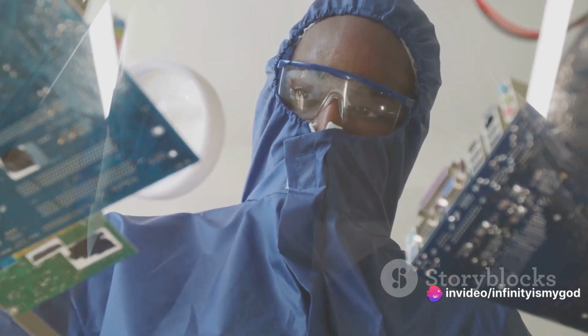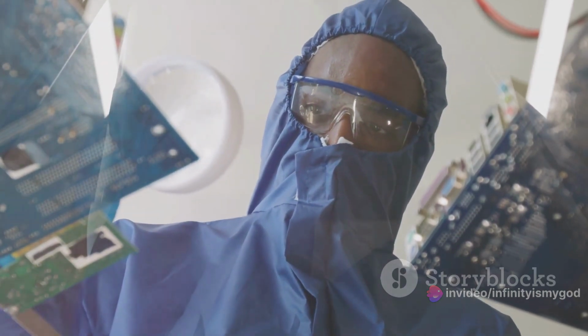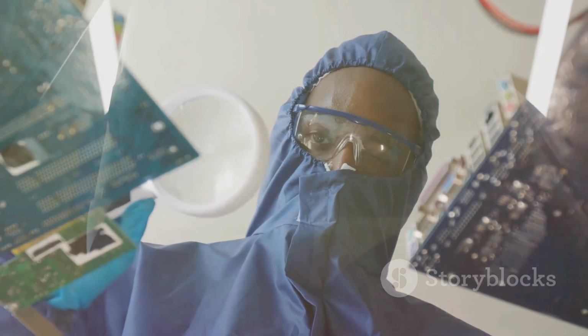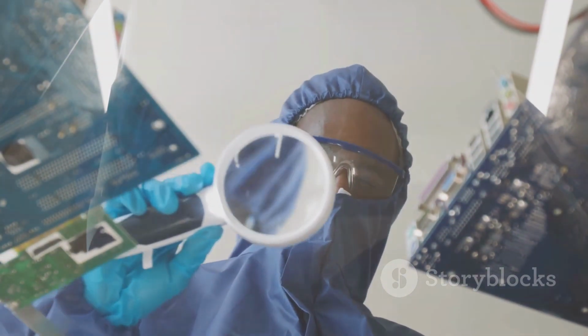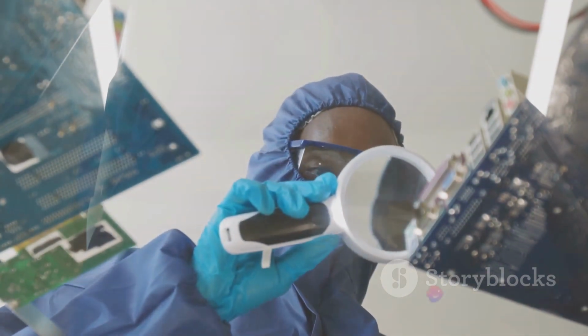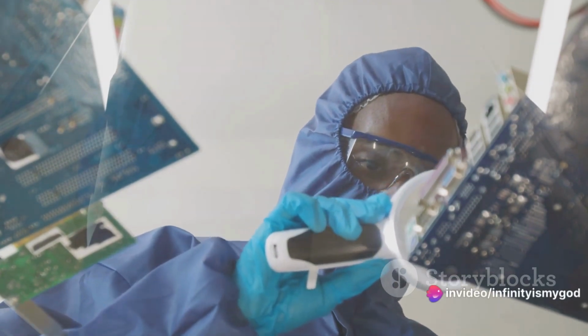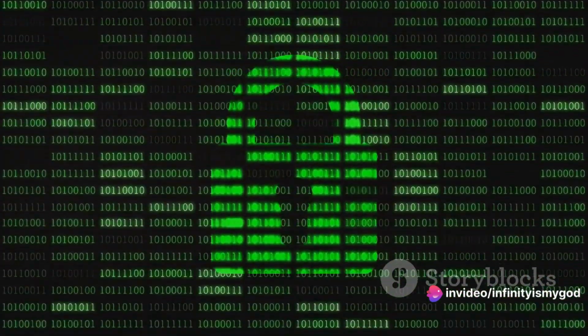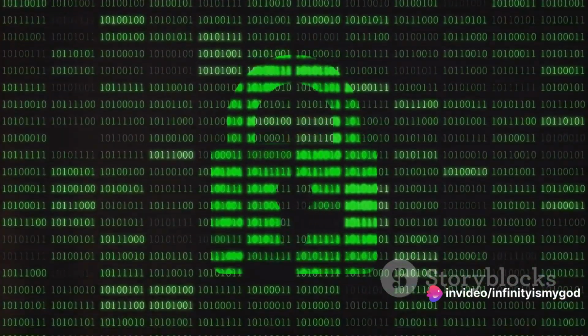At the heart of every classical computer are billions of tiny switches called transistors. These transistors work in a binary fashion, either allowing electricity to flow, representing a 1, or blocking it, representing a 0. This binary system, a symphony of on and off switches, forms the basis of all classical computing, from your smartphone to the most powerful supercomputers.